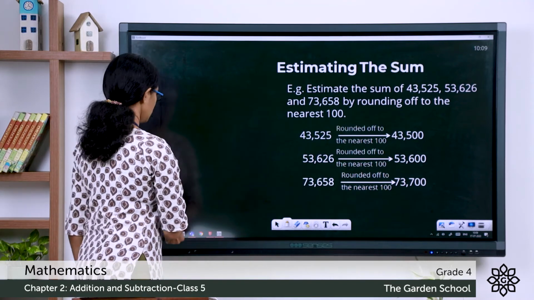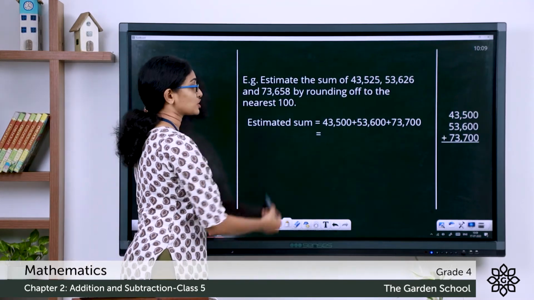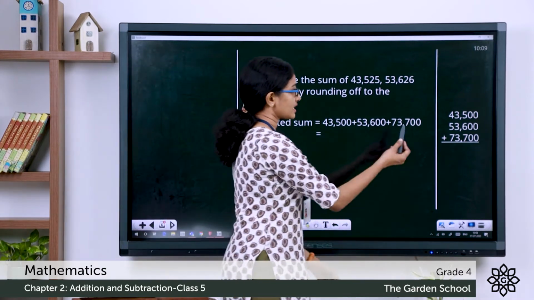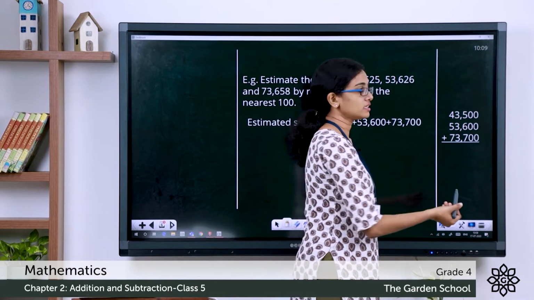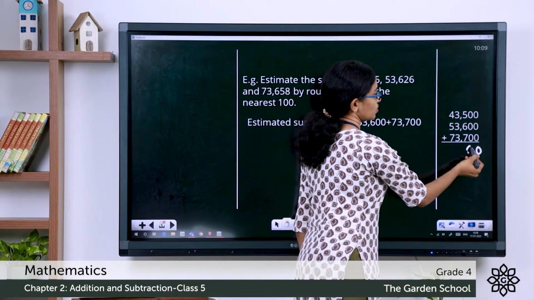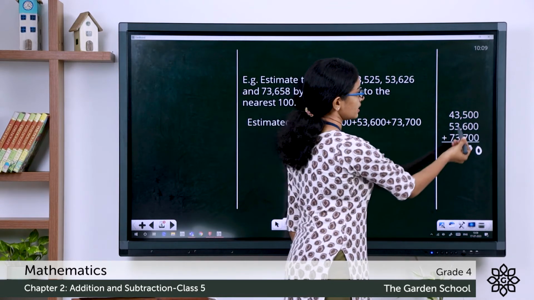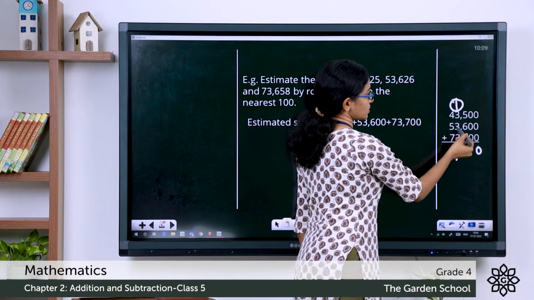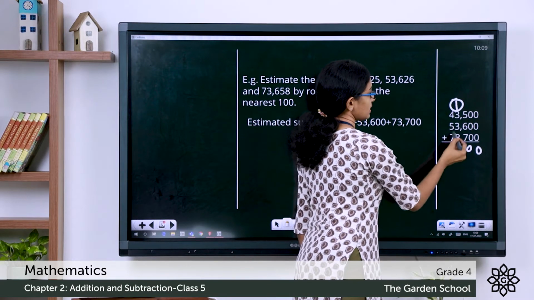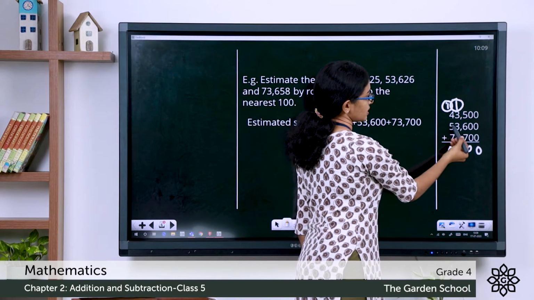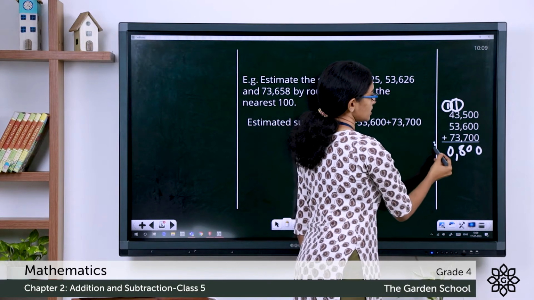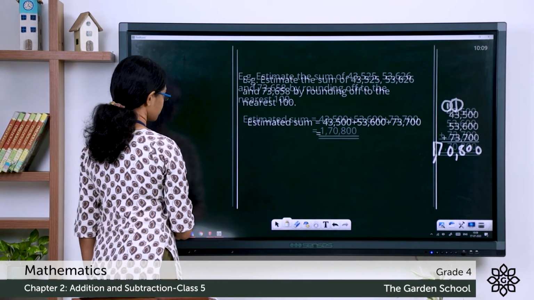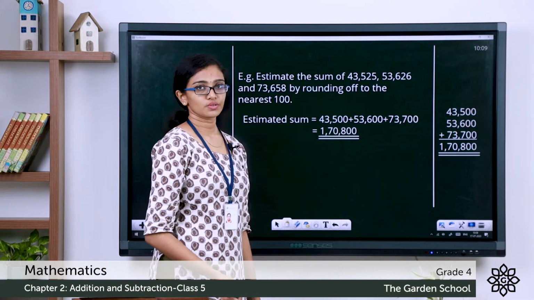Now let's do the addition. These are the rounded off values. To find the estimated sum, you are adding all the rounded off addends. Let's start with the ones. Here all zeros, here also all zeros. Now 7 plus 6, 13, plus 5 is 18. A carry over to the next place. 3 plus 3, 6, plus 3, 9, plus 1, 10. A carry over to the next place. 7 plus 5, 12, plus 4, 16, plus 1, 17. So what is the answer? It is 1,70,800.